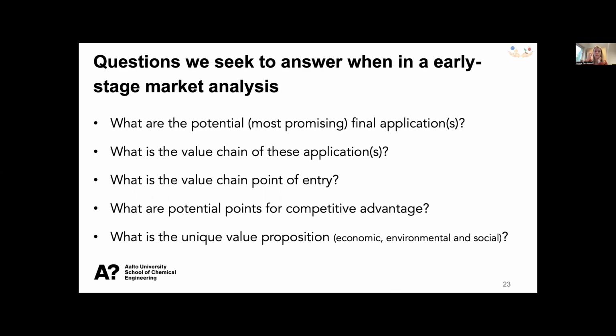from bio-based resources? And what is the unique value proposition? Remember about the brand. Each one of them has a unique value proposition. The product you are working on also has a unique value proposition, and that should be thought of in terms of social, environmental, and economic. So the whole sustainability of the value proposition.